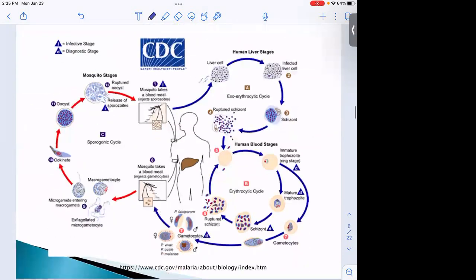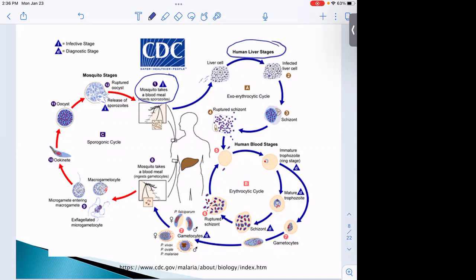So if we look at the disease, this is a very complicated cycle of disease here. This is the diagram that the CDC gives, and I just want to point out a few things that I want you to understand about what's actually happening when patients get sick. So if you start right here, where the mosquito takes a blood meal, a mosquito that is infected with the Plasmodium bites a human. What happens first? There's a progression of maturation of that Plasmodium that has to take place in the liver.